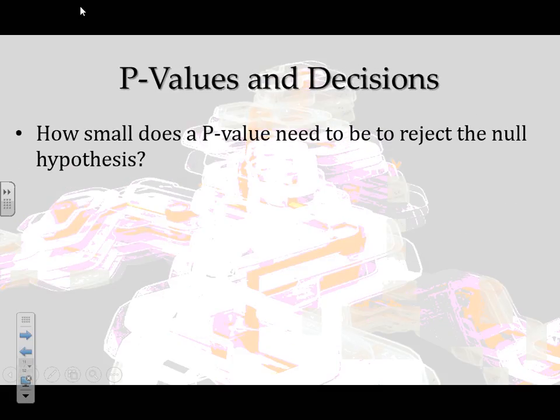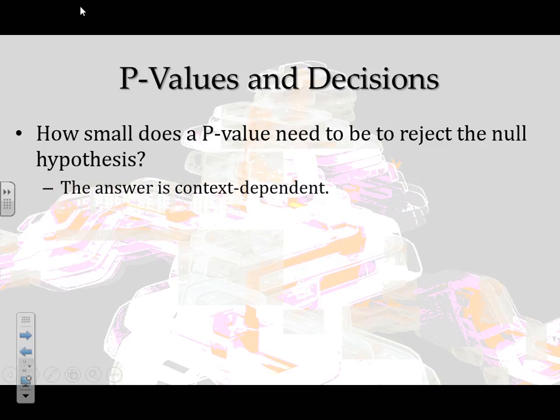Now, the question is, how small does p need to be before we start rejecting the null? And that's a tough question. This is where most of you are going to hate this particular section and chapter. It's context dependent. Sometimes a p-value might be low enough to reject. Other times that exact same p-value is not enough. So you have to think about the scenario as a whole.